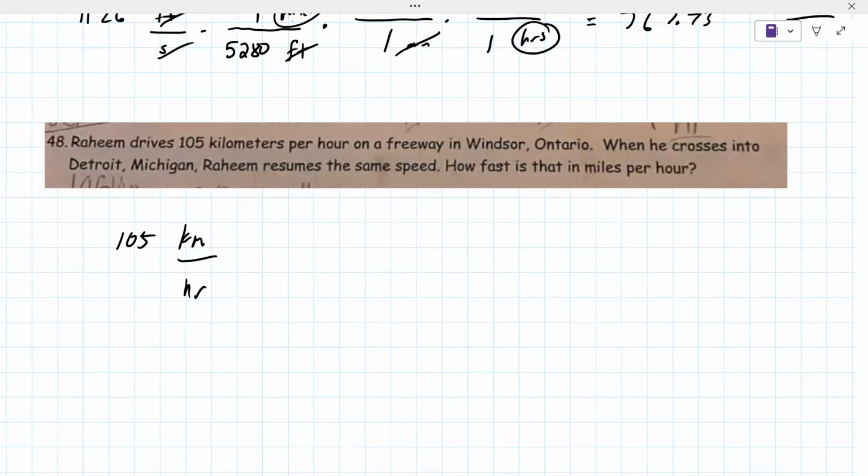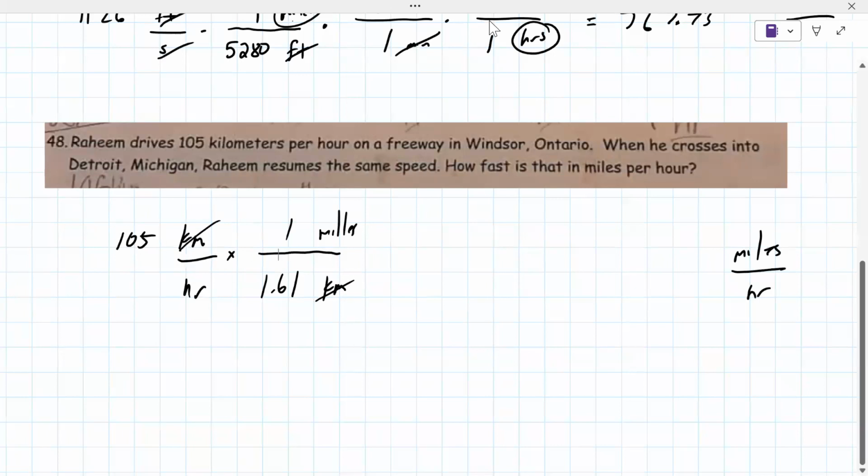All right. And then you're going to multiply by, well, we want to get to miles per hour. So we've already got the hours checked off, so we just have to deal with the kilometers. We're going from kilometers to miles. Always match the top with the bottom unit. 1.61 kilometers in 1 mile, like that. So we're going to take 105 and divide it by 1.61.